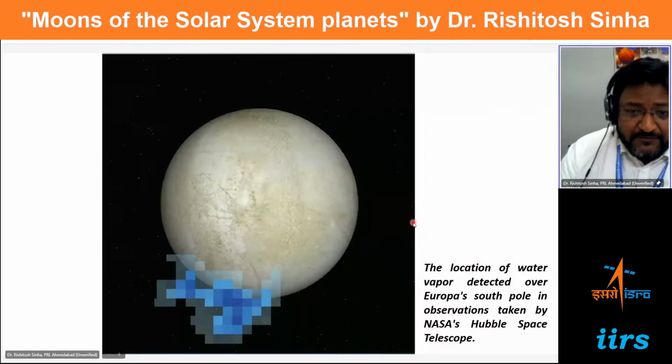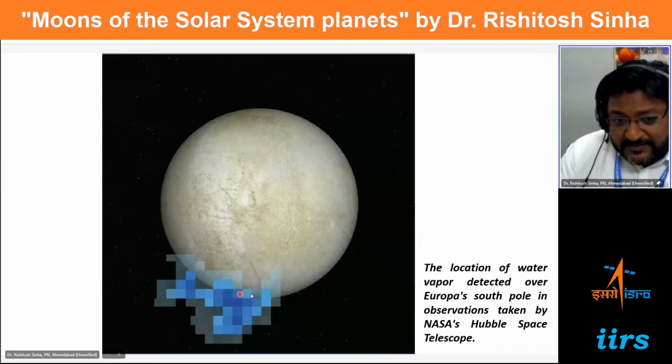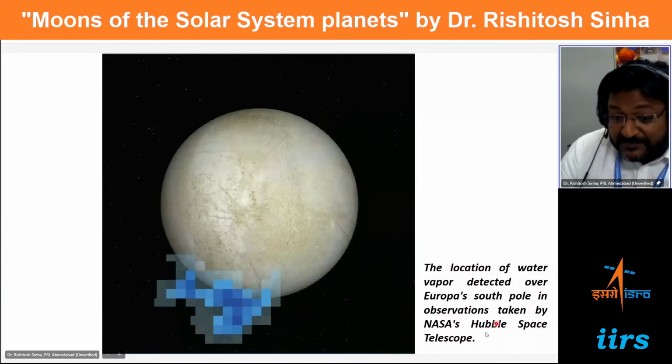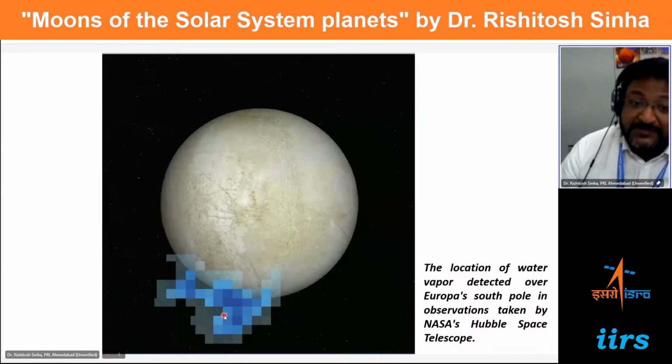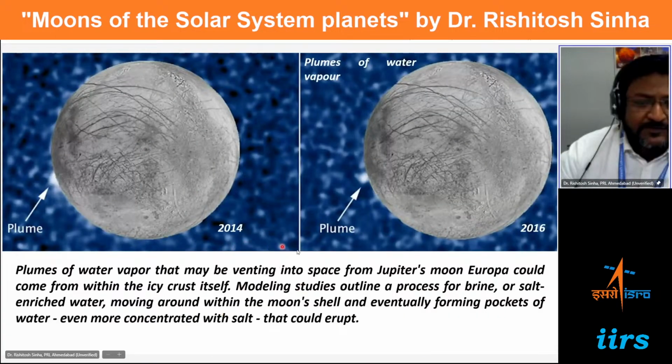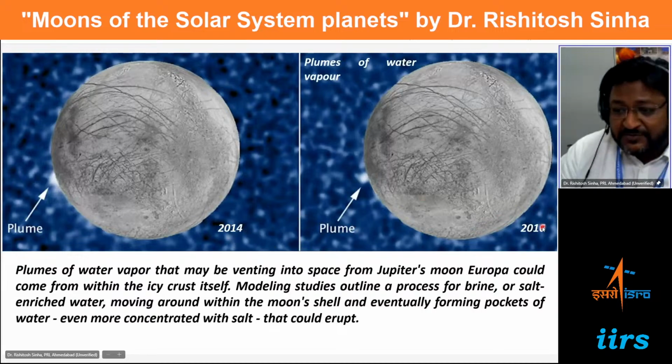And what else we have seen with respect to Europa is that if you see the south pole of Europa, the presence of water vapor has been detected. And where can this water vapor come from? Most likely it could be from the subsurface. So the Hubble Space Telescope has observed evidence of water vapor, and it has been proposed that the subsurface of Europa might have some ocean, might hold water. And subsequently, later on also, you can see plumes have been detected, and they have been detected across multiple years, 2014 as well as 2016.